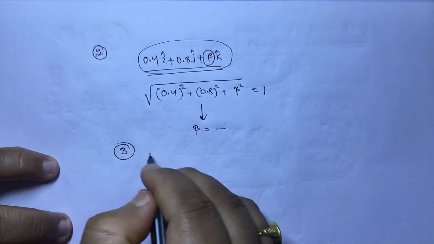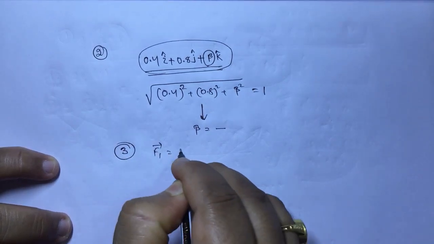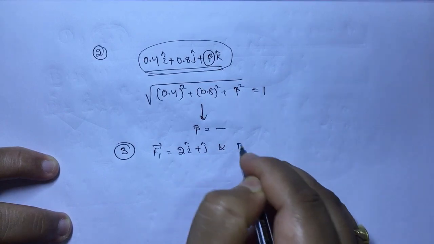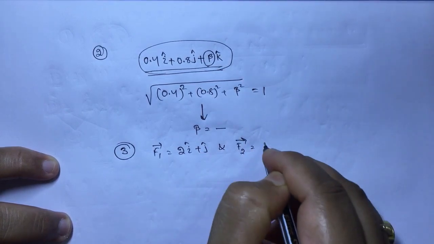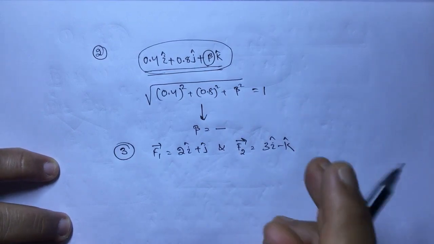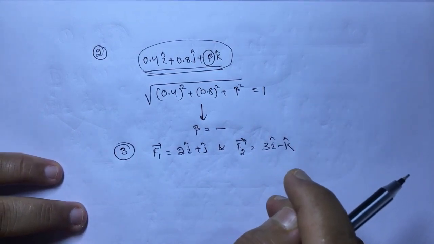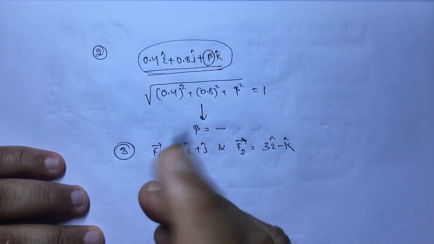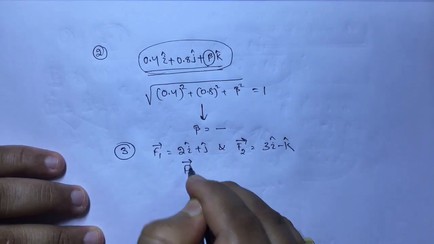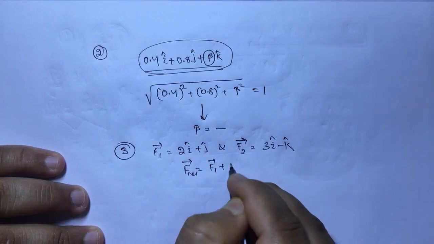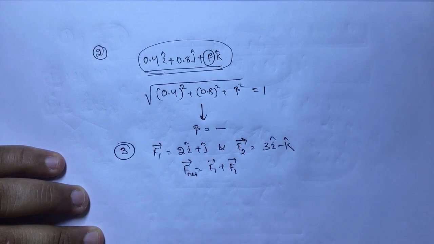Two forces given by F1 vector equal to 2 i cap plus j cap and F2 vector equal to 3 i cap minus k cap are acting on a particle. Find the magnitude of the net force. First, let us find the net force. The net force F must be equal to F1 vector plus F2 vector.